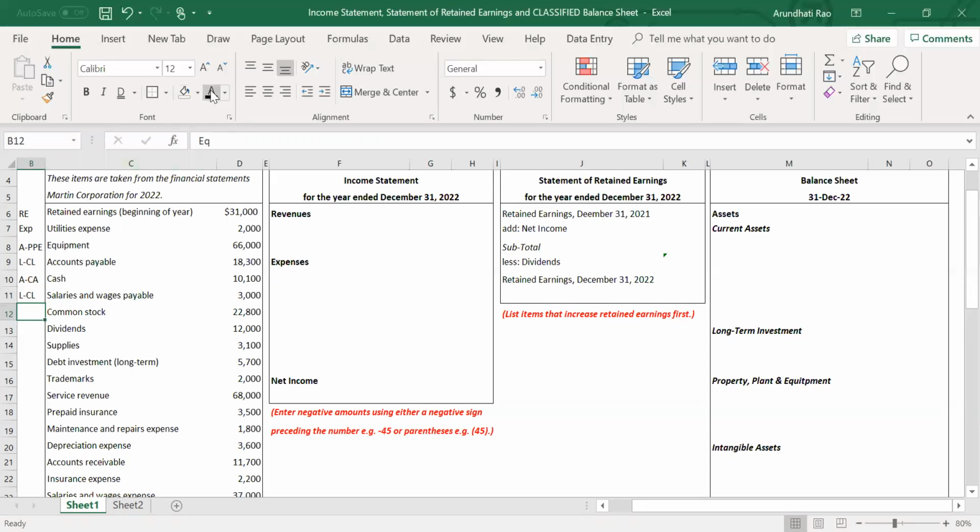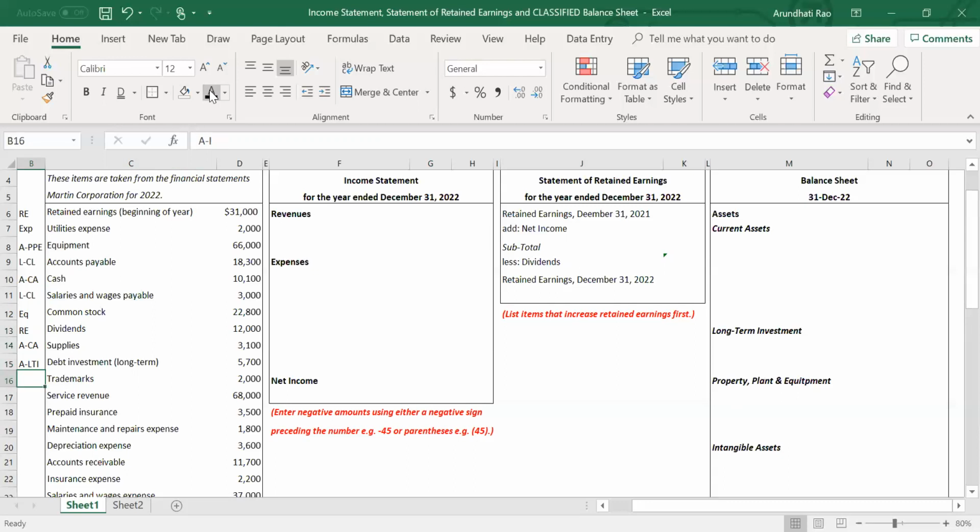Common stock is equity. Dividends is going to go in the retained earnings statement. Supplies is an asset. Debt investment, that is, I've invested in another company's debt, and they've specified long-term, which means it's a long-term asset.